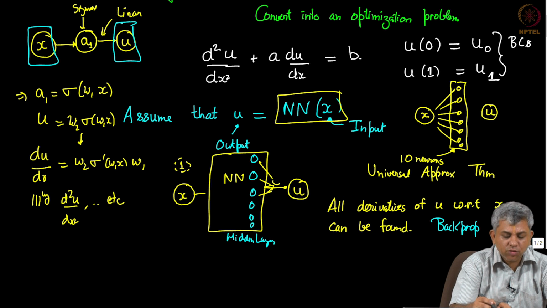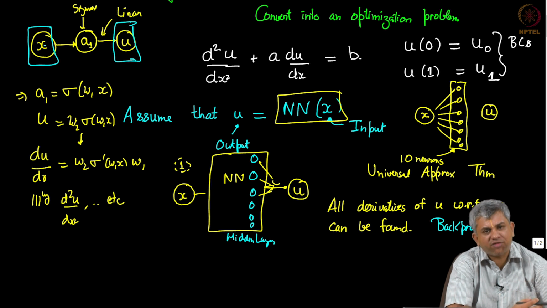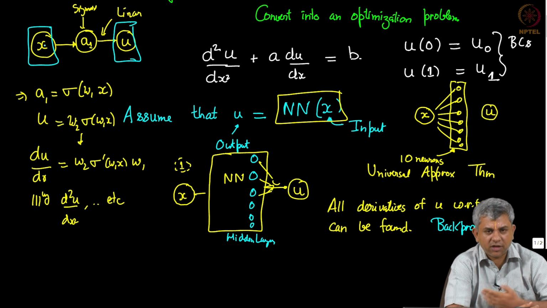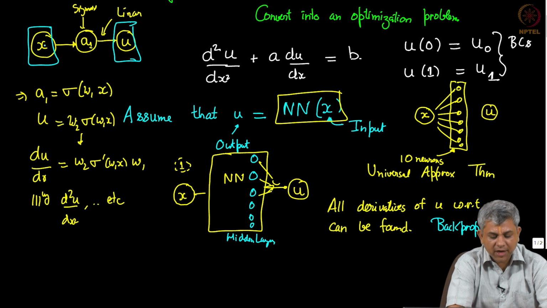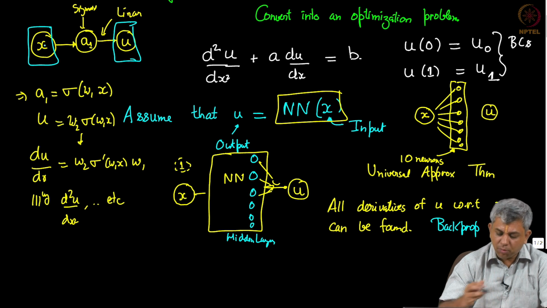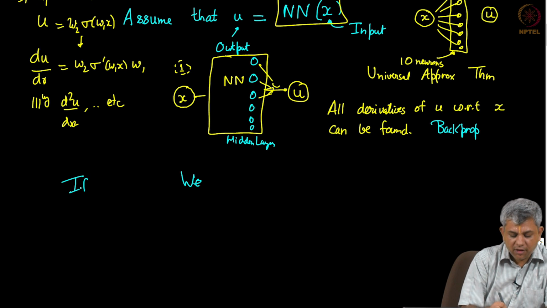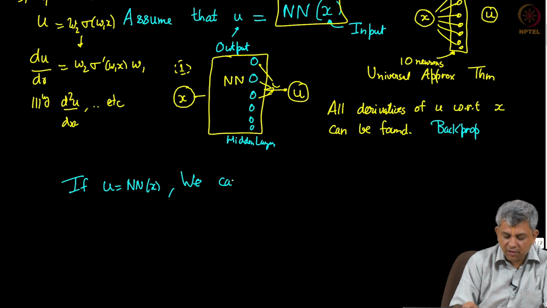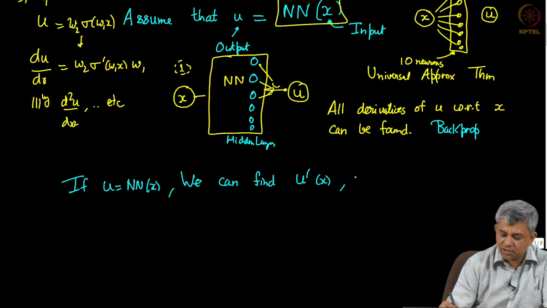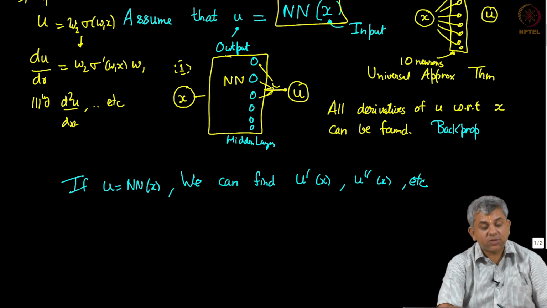So, same idea, you use output with respect to input. In fact, Tensorflow has inbuilt functions that do this. Okay, I will show you the function, I will show it to you from the paper, how they actually did it. So, the point is this: the moment you give a neural network, if U is a given neural network of x, we can find U prime of x, which is du dx, U double prime of x, etc. Okay.